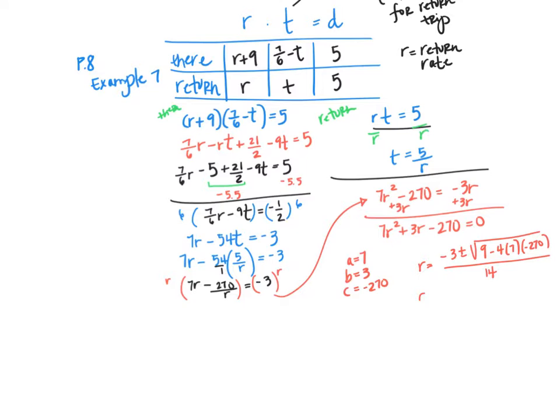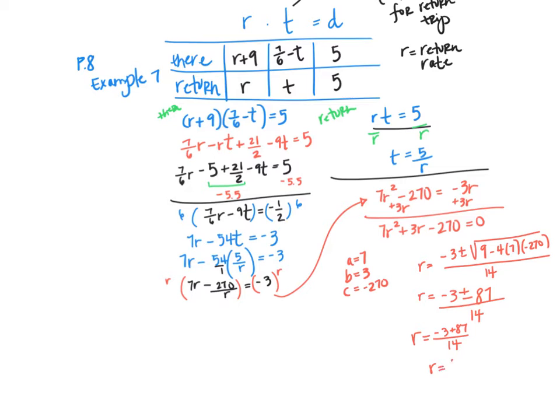And so then I just started simplifying, and I thought, I bet that square root is going to simplify. If not, we've got 4 times 7 times 270, and then when I add that to 9 and then take the square root, I get exactly 87. So I'm going to go ahead and just simplify that. So I'm actually going to get two solutions. R is negative 3 plus 87, which would be 84 divided by 14. And that is actually an exact value.